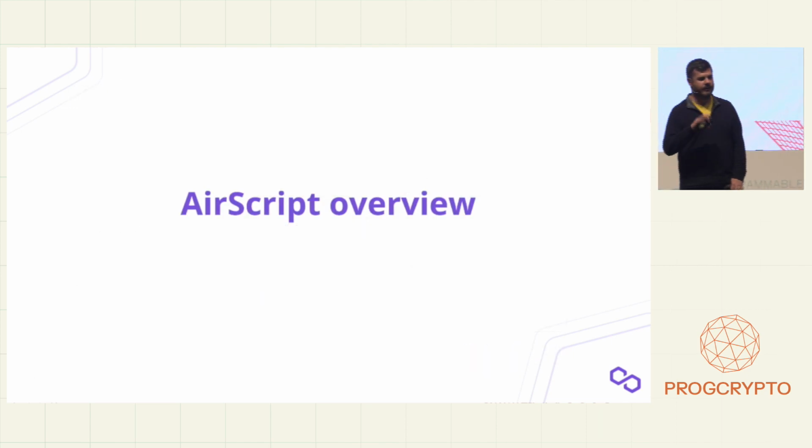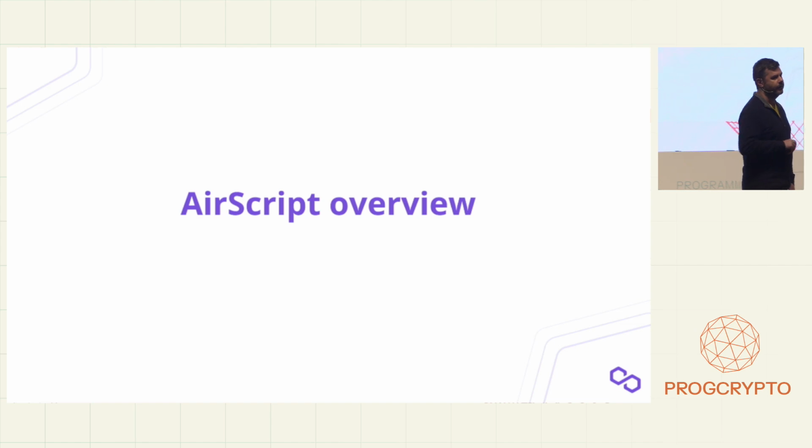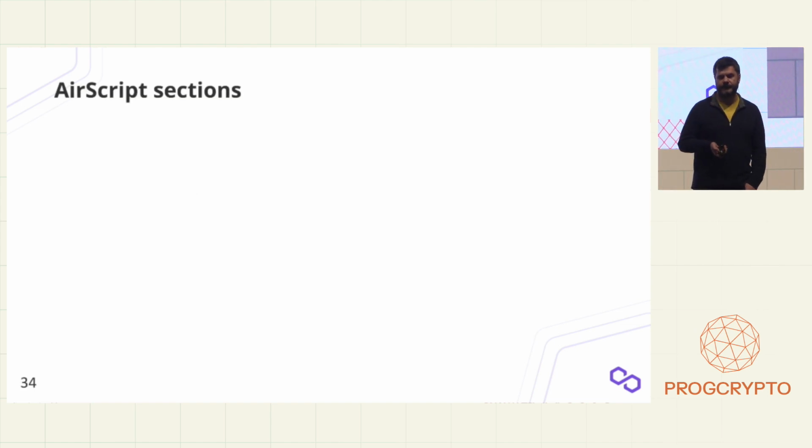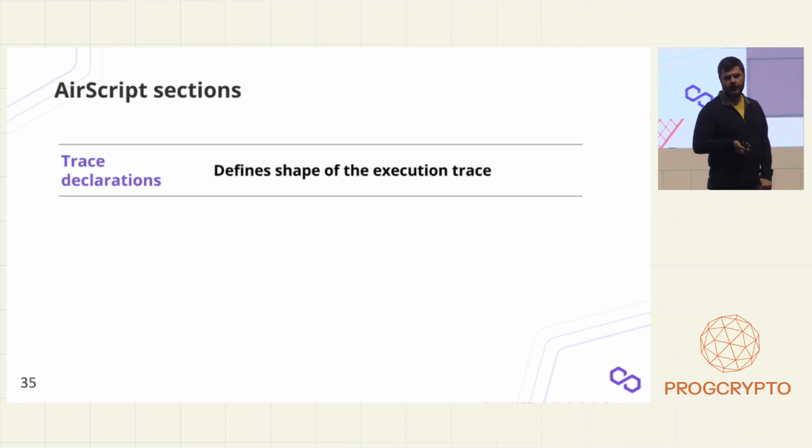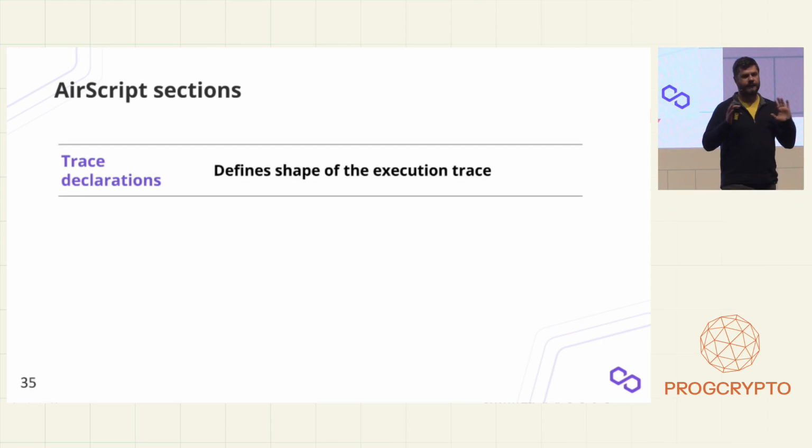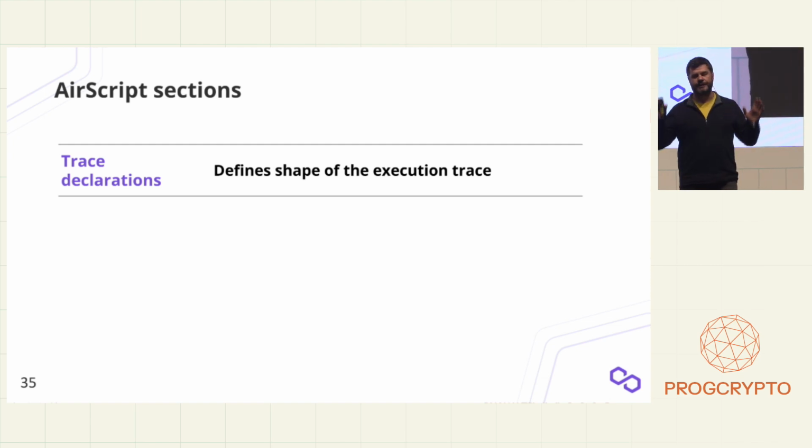So now I'm going to go a little bit into the overview of how AirScript works. So first, an AirScript source file consists of multiple sections. The first section is the declaration of a trace, so that execution trace that I mentioned before.